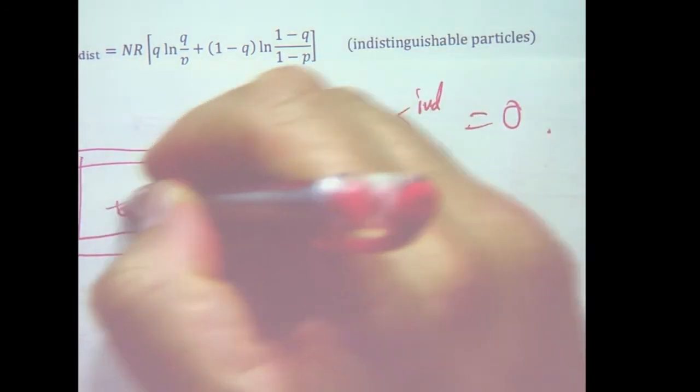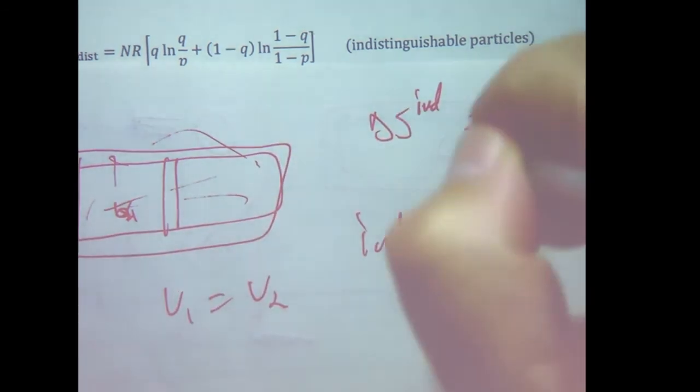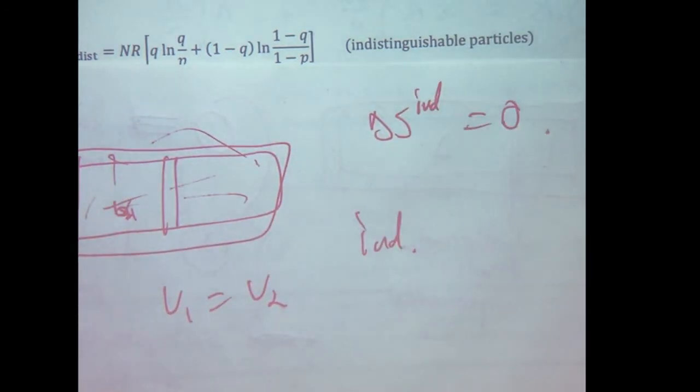So you take the wall away, and now the particles can move through the whole region, and yet delta S is 0. That's what you find. You will find this because you'll do the calculation.